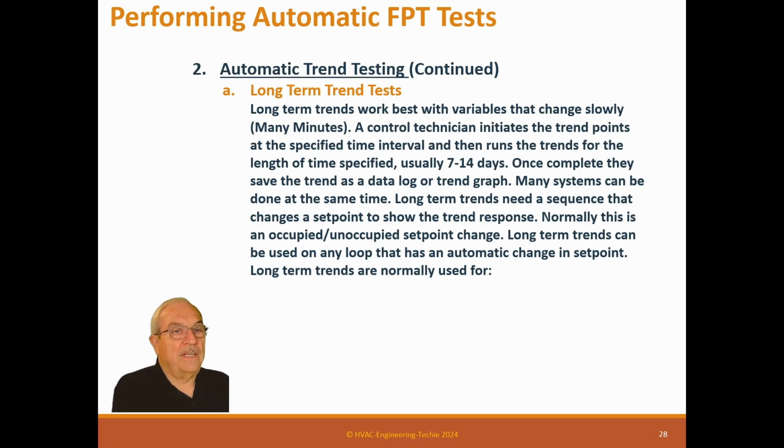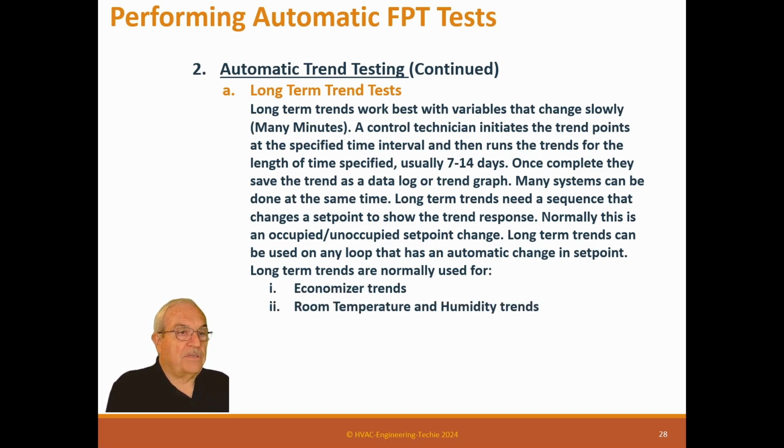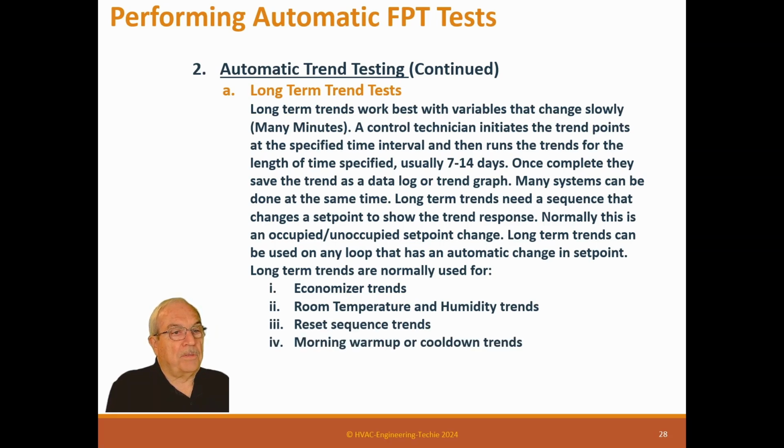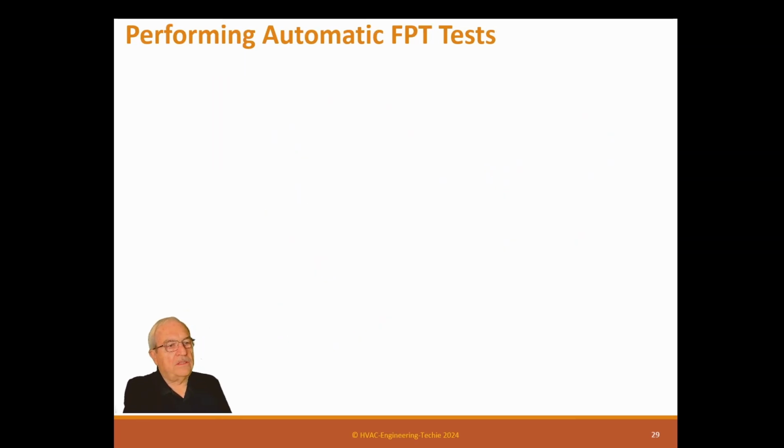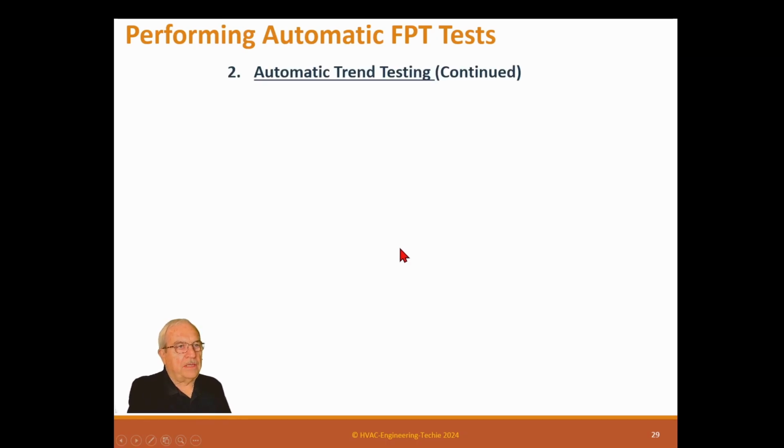Long-term trends need a sequence that changes a set point to show the trend response. Normally this is an unoccupied set point change. Long-term trends can be used on any loop that has an automatic change in set point. Long-term trends are normally used for economizer trends, room temperature and humidity trends, reset sequences, morning warm-up and cool down trends.